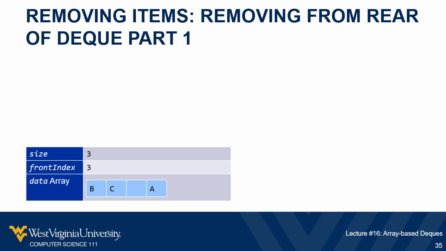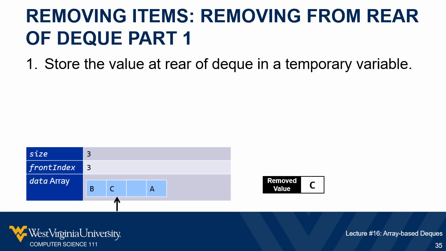Removing items from the rear of the deck is going to be sort of similar. Here with this example, we have a deck with 3 items where we're starting off with the front at index 3. And I want to store the value from the rear element, the one that we're going to be removing, inside of a temporary variable. So I've made this variable to keep track of C.